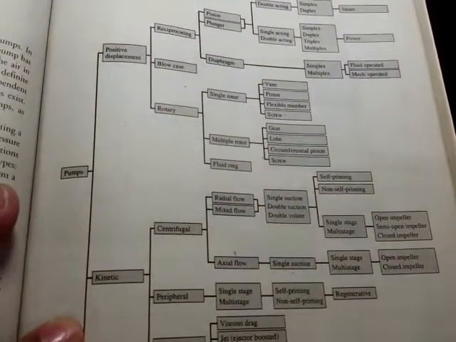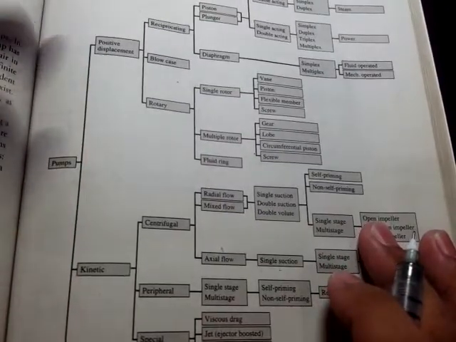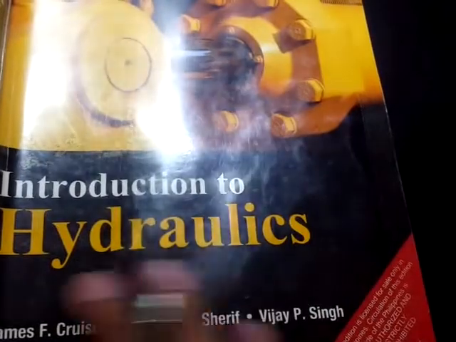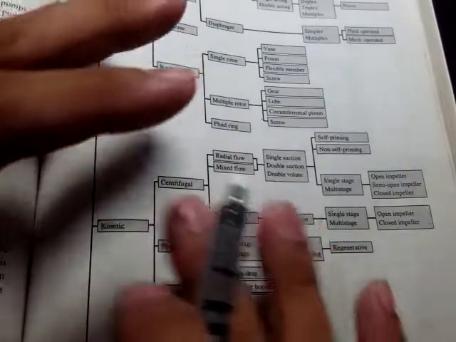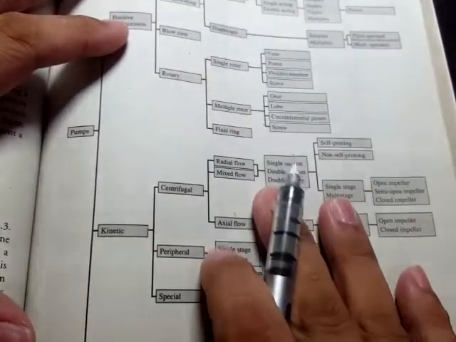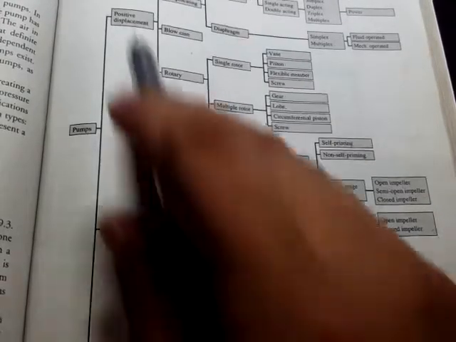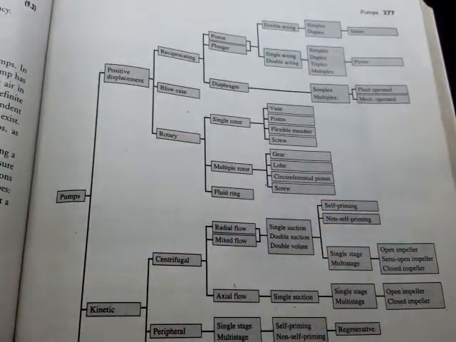Alright, so now let's talk about this general classification of pumps. We have here in this figure a general classification of pumps based on the Hydraulic Institute, and this one is taken from one of our reference materials, Introduction to Hydraulics by Cruz et al. Right, so right here we have positive displacement, we have kinetic, and actually there are a lot of other subtypes right here. But for discussion purposes, we'll just limit our discussion to kinetic and positive displacement, and just some few examples right here.